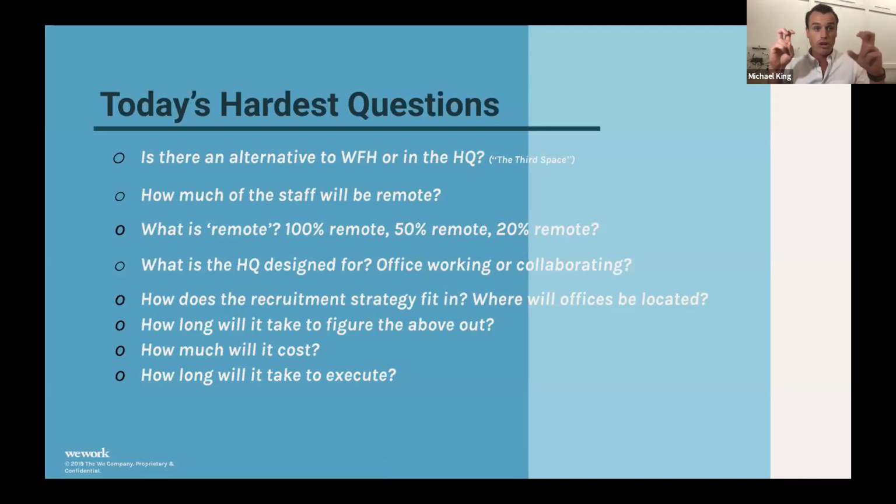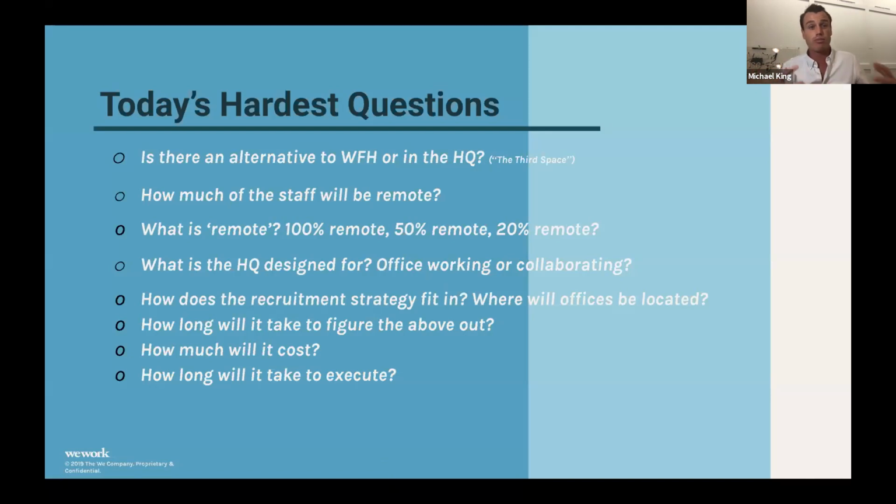What does remote mean? Is there another definition? It probably relates to that first question. If we have a headquarters, satellite offices, or distributed offices, spokes, whatever you want to call them, and working from home, how are each of those then designed? Is the headquarters still designed for heads-down work, or is it something completely different?